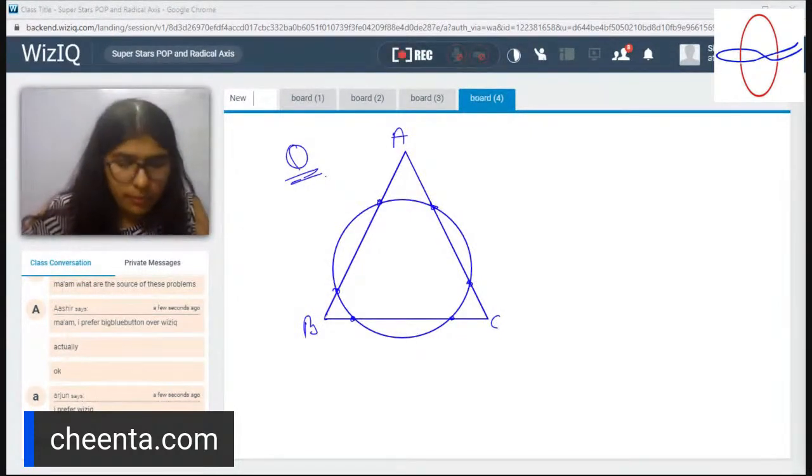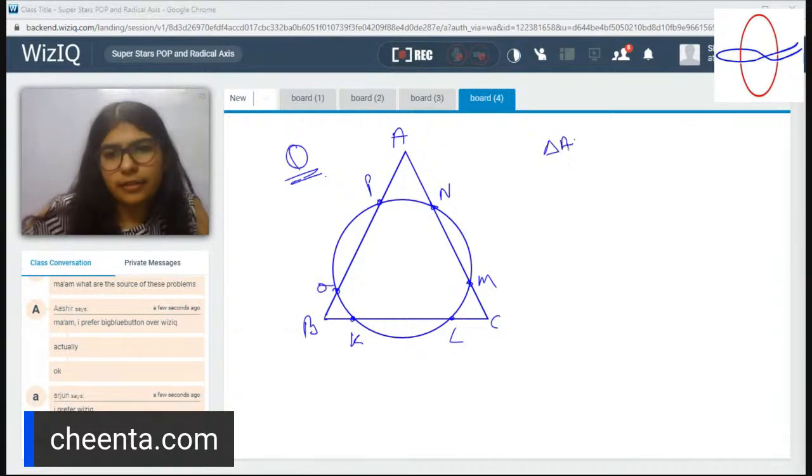You have the points K, L, M, N, P, Q. ABC is an equilateral triangle.